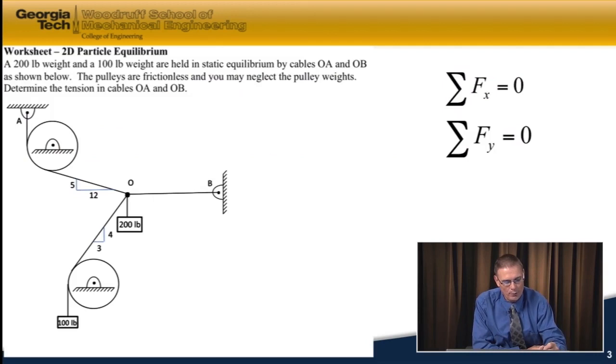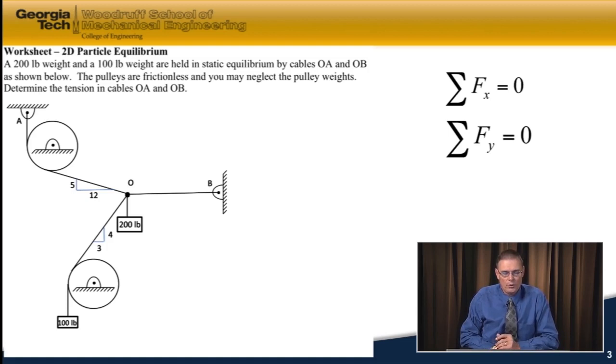We have a point or a particle O here that has a tension in a cable OB pulling to the right. We have a tension up and to the left in cable AO. We have a 200-pound force acting down, and down and to the left we have a 100-pound force. And that's 100 pounds because throughout this cable is the same tension. Remember, we assumed that this pulley was a frictionless bearing, and we neglected its weight, and so the tension in the cable throughout is the same, or 100 pounds.